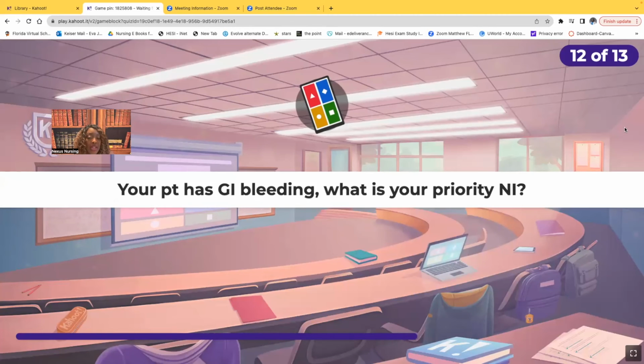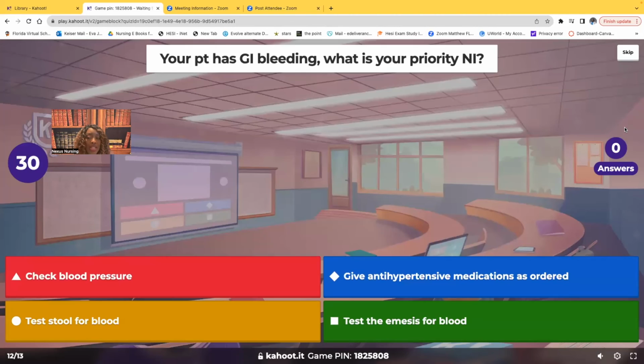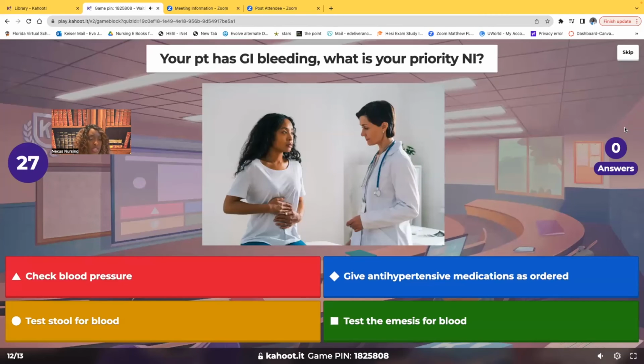Your patient has GI bleeding. What is your priority nursing intervention? Is it to check the blood pressure, give antihypertensive medications as ordered, test the stool for blood, or test the emesis for blood? Your patient has GI bleeding. What are you going to do?